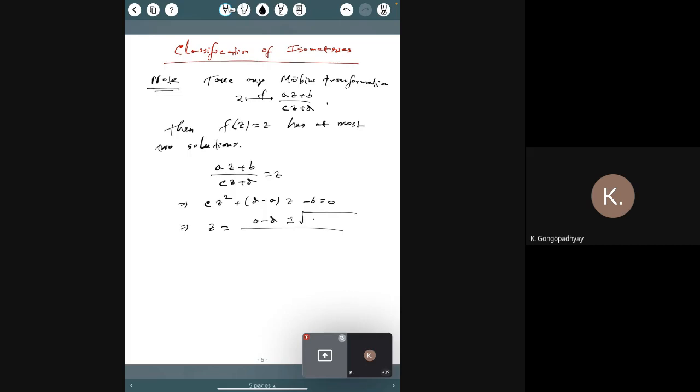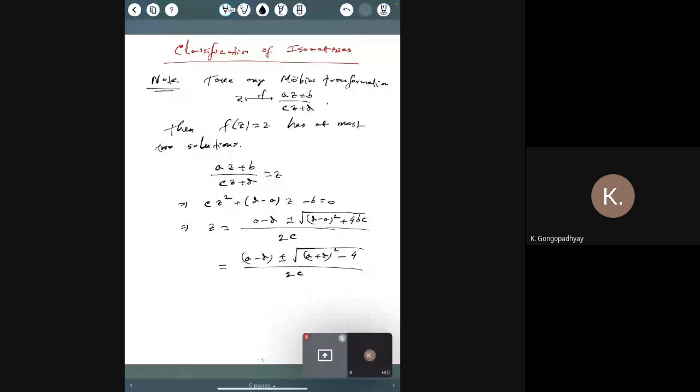That is (a minus d) plus or minus the root of, let me calculate, (d minus a) squared plus 4bc, all over 2c, right? If you break it up, this is (a minus d) plus or minus the root of (a plus d) squared minus 4, by 2c. All right, so these are the fixed points.